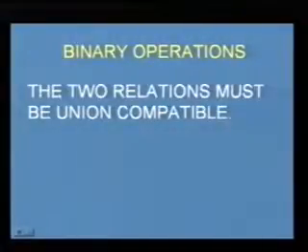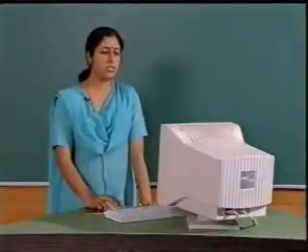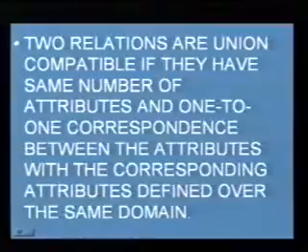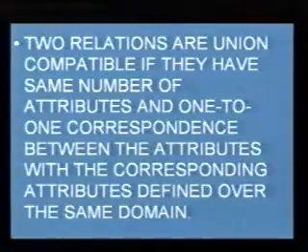For binary operations, there is a condition that the two relations must be union compatible. We will see what is the definition of union compatible. Two relations are union compatible if they have the same number of attributes and a one-to-one correspondence between the attributes, with the corresponding attributes defined over the same domain. So a very important concept is that the domain of the corresponding attributes should also be the same. Only then can the binary operations be performed on the input relations.